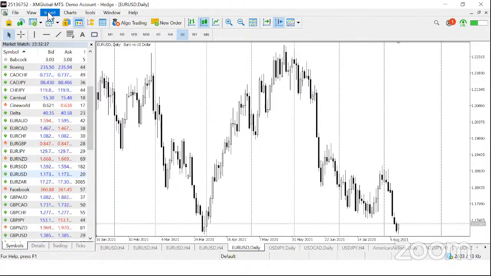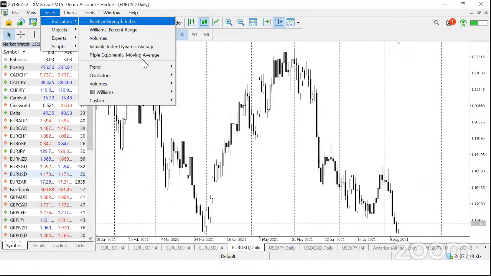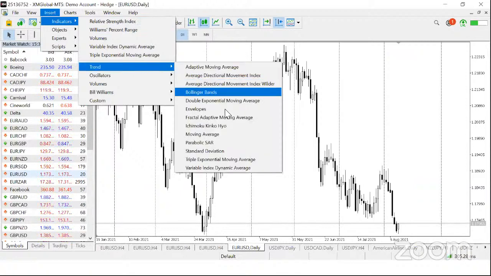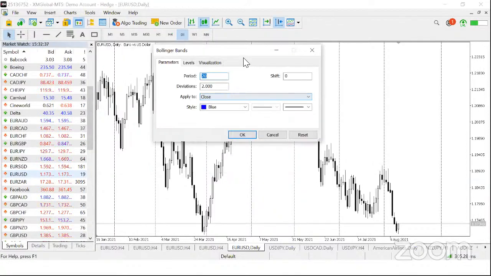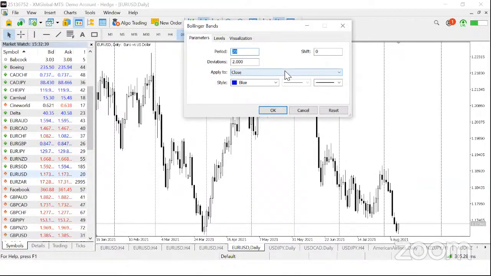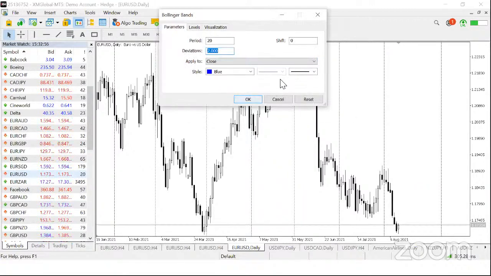So, makikita nyo po yan dito. Insert, indicators. Unahin natin si Bollinger Bands. Trend, tapos ito po si Bollinger Bands. So, once you plug it in your charts, meron ka ngayong settings na pwedeng ilagay. For the meantime, let's put it at default first. Tapos mamaya, meron tayo dadagdag na adjusted. So, meron ka ditong period na 20, tapos meron kang deviation na 2 and then apply to the closing price. Once you click that, kakapalan ko lang ng konti para makita natin talaga yung itsura.